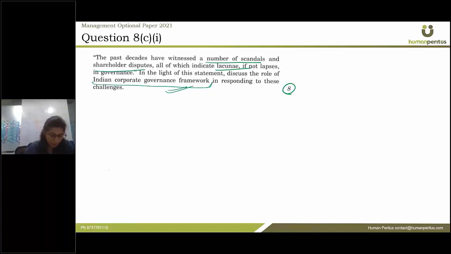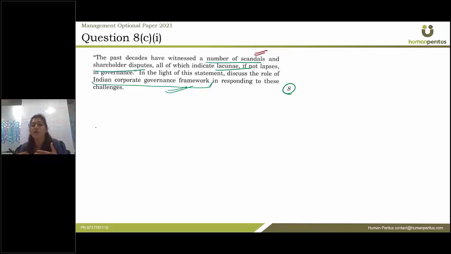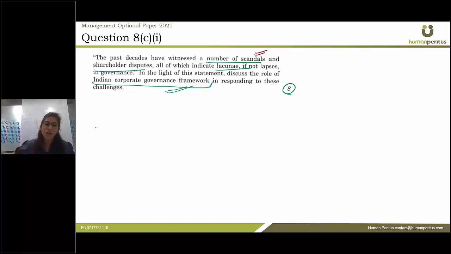So while introducing your answer, you can name some of the scandals, all right, because the term scandal has been given here. First of all, let us understand what approach you should have while writing this answer. First of all, you will be stating the issues which have been involved with the corporate governance framework, and then moving on, how the Indian corporate governance framework has evolved to settle those issues or disputes and to address those issues. All right, so let us start with the writing of the answer.